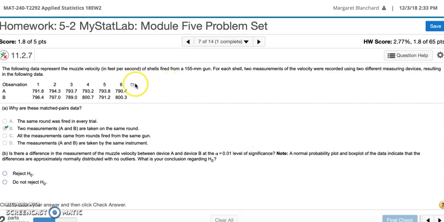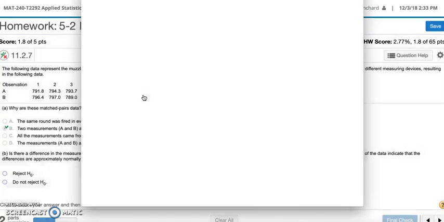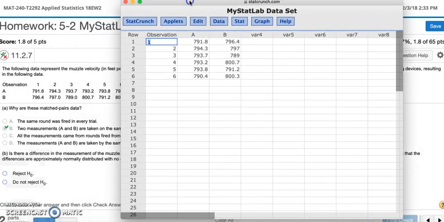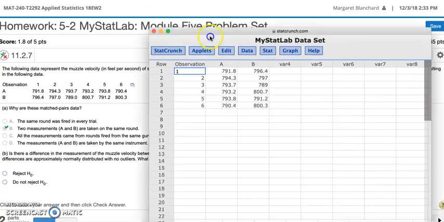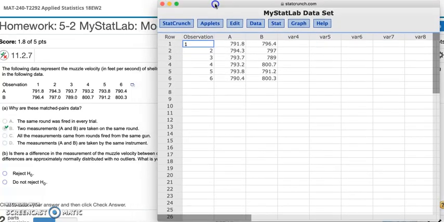So let's go ahead and open this data set up in StatCrunch. So here we have the observation number, instrument A and instrument B. Remember, our 2 populations are A and B, and each of these are the observations or the sample within that population. So now in this case, we are looking at an average of matched pairs data. So that means we're looking at the mean and it's matched pairs.